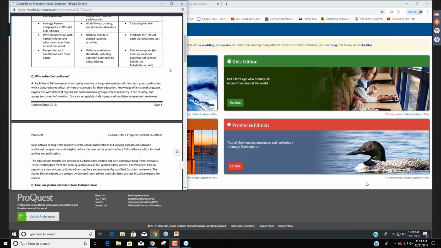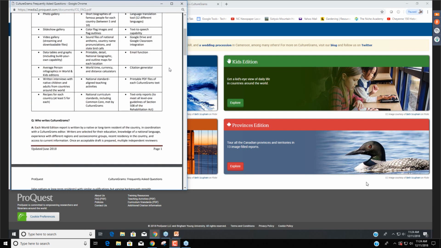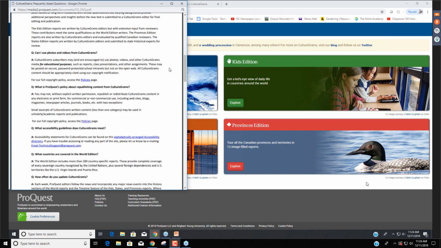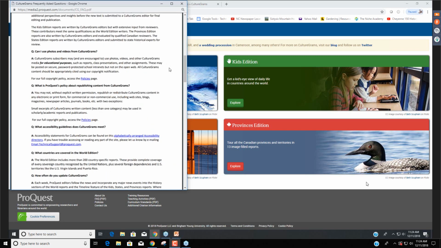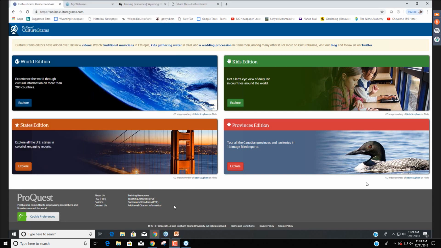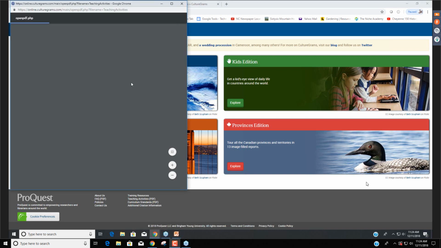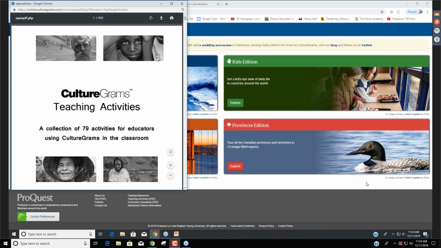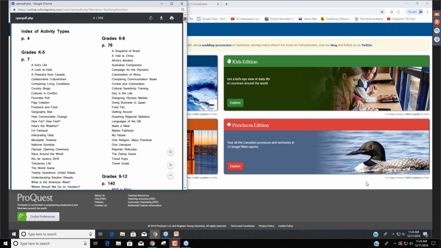But like I mentioned, I think everyone should use both World and the Kids. It also gives you an indication of what's available in each one, who writes them, when they're updated, and how you can use the photos. The other thing down here is the training or teaching activities, which, using along with the Kids Edition and the World Edition, gives you 79 activities. Let me scroll down to the table of contents.